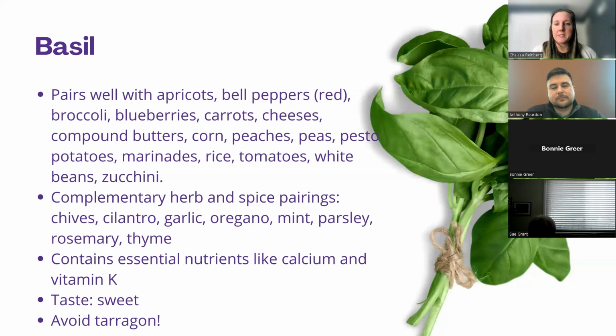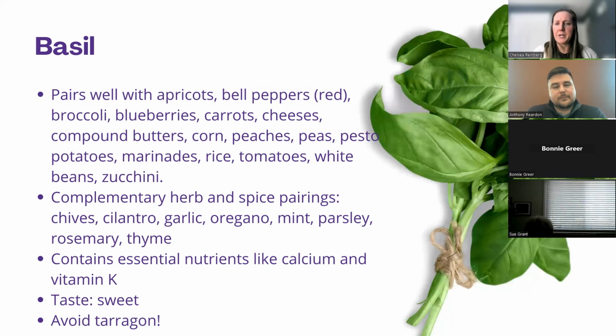The interesting thing about basil is it does contain some essential nutrients that are important for our body. It actually has calcium and vitamin K. Again, the amount of basil that you would eat in a serving as a seasoning is really only 1 tablespoon or so, so you're not going to rely on this as your primary source of getting these nutrients. But it is helpful to know that when we are using basil in our foods, it does provide some of those nutrients for us.